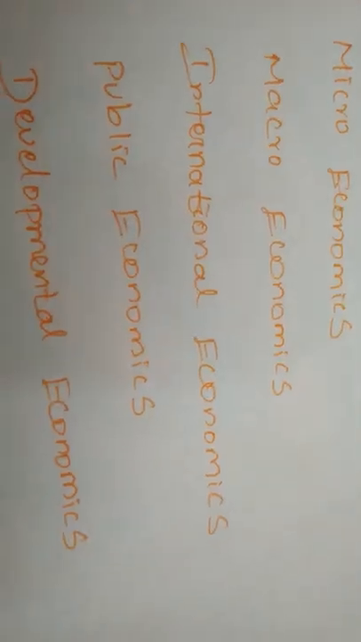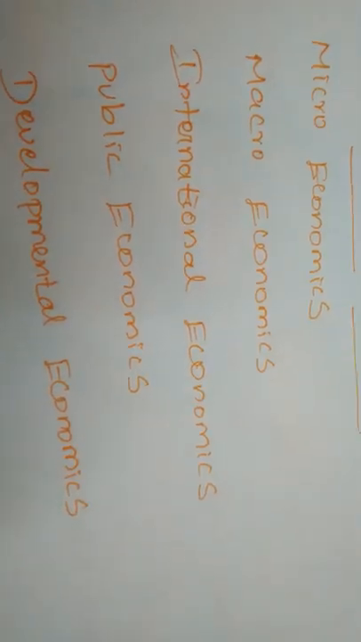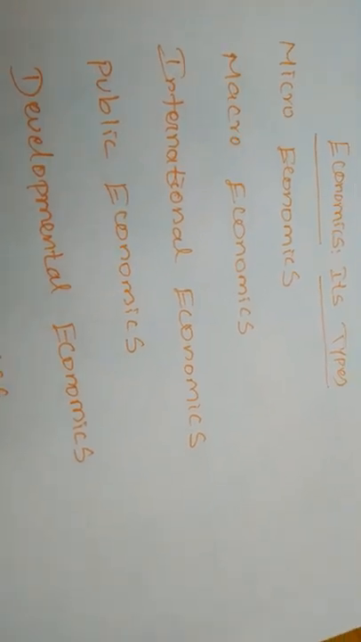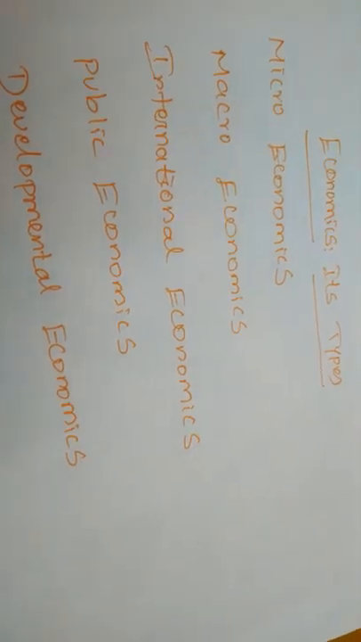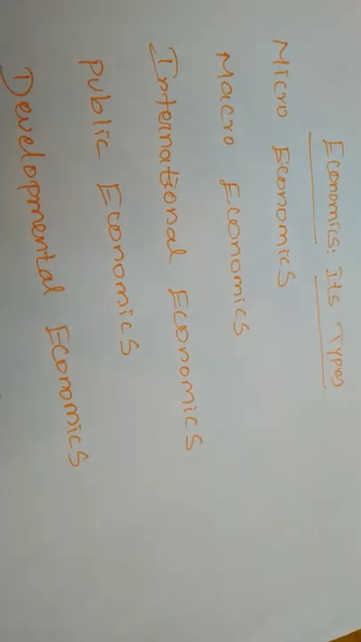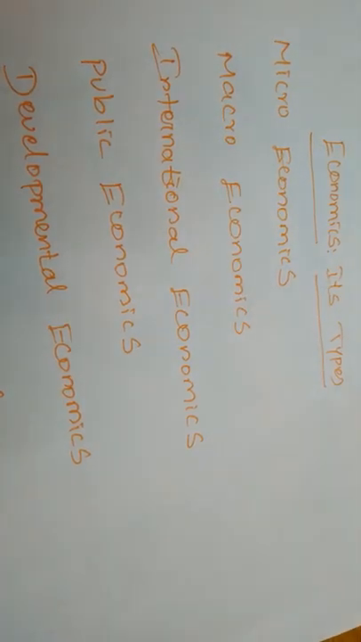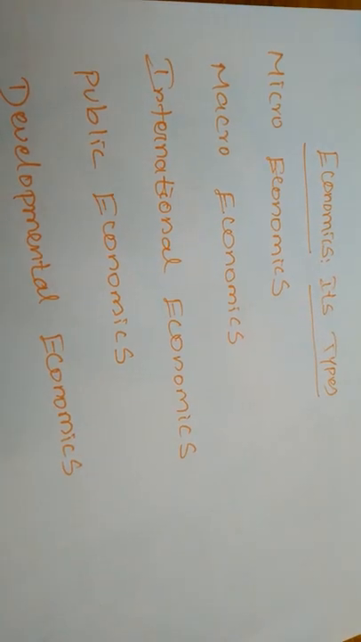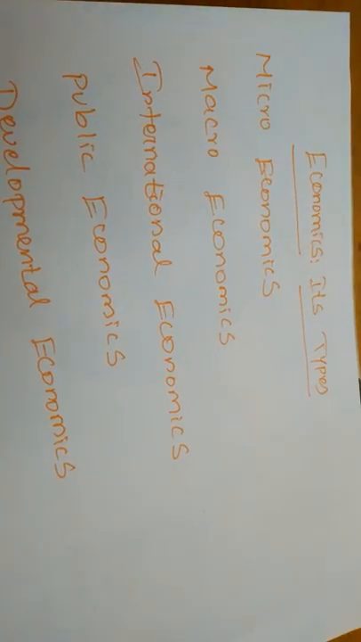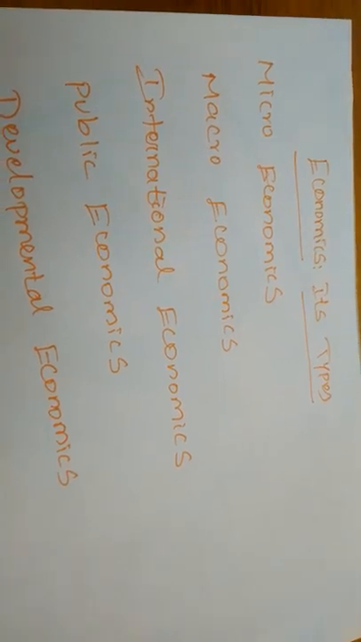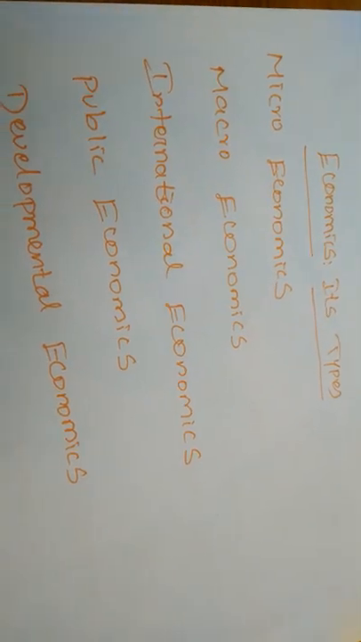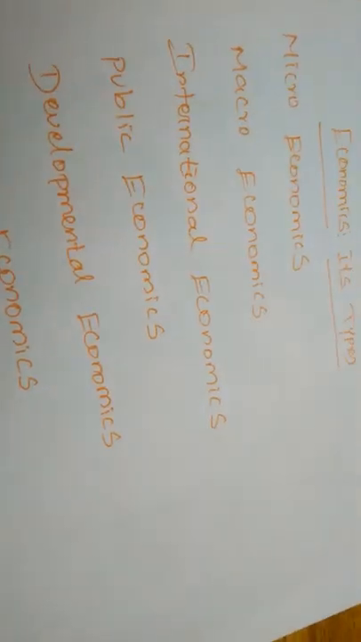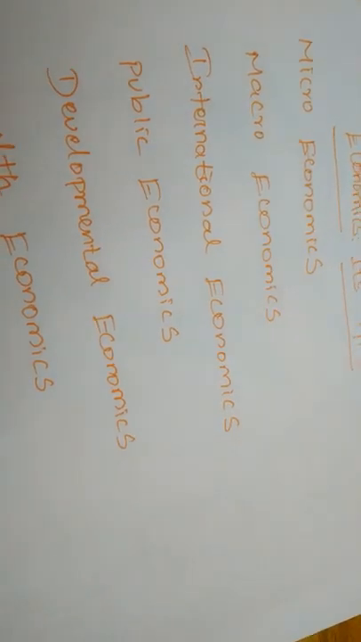Next, macroeconomics. Macroeconomics is the offshoot of microeconomics. Micro means small and macro means large. When we study the individual unit, we consider it microeconomics. When we study the whole economy, we consider that macroeconomics. In macroeconomics, we study aggregate demand, national income, output and employment opportunity, the unemployment problem, and the monetary policies, fiscal policies, tax policies. Everything will be explained by macroeconomics only.